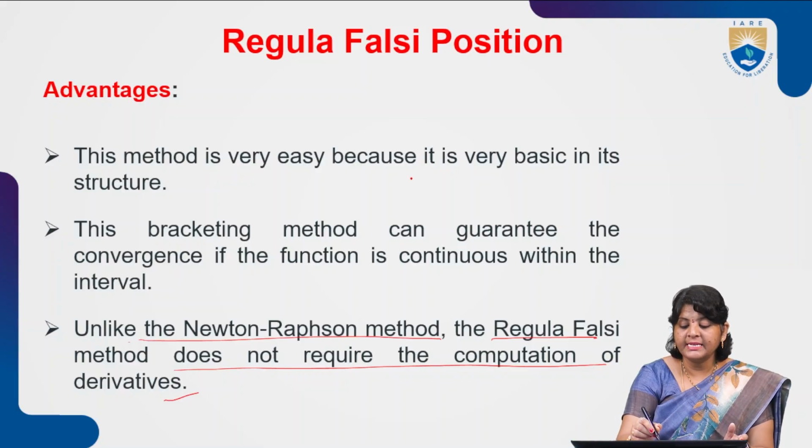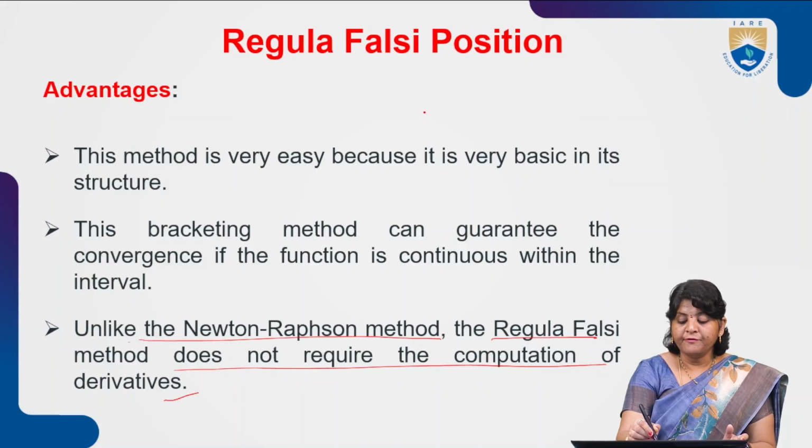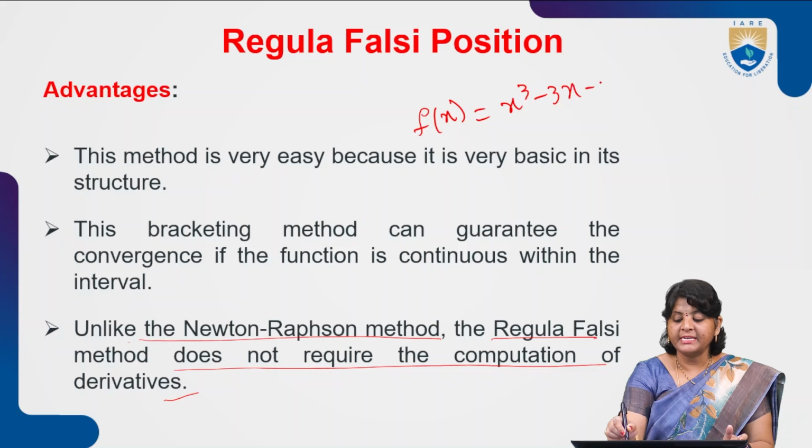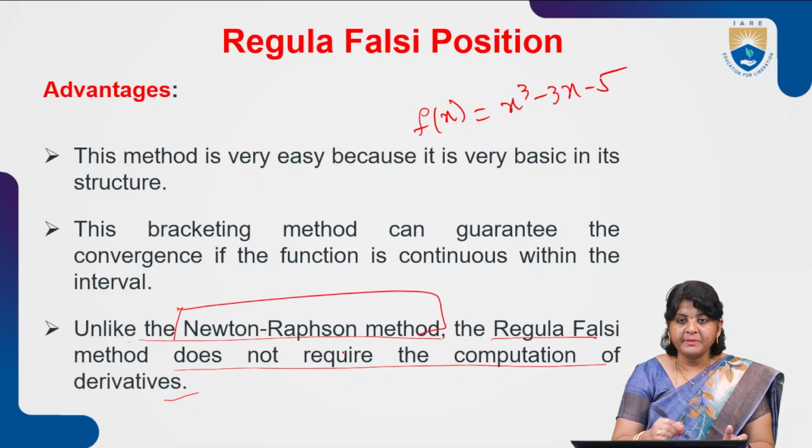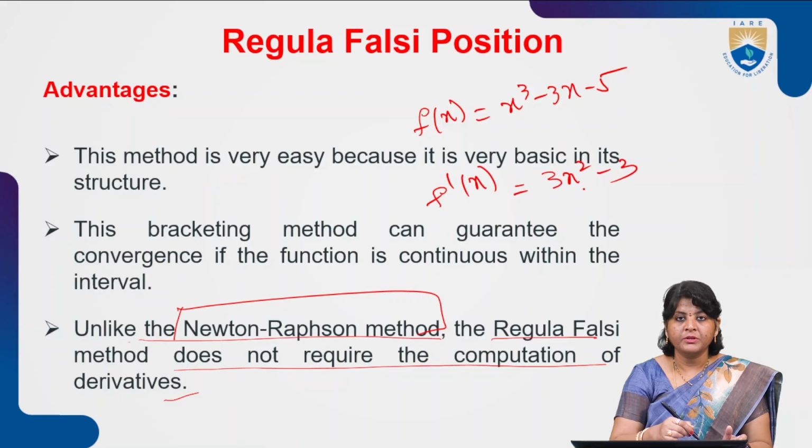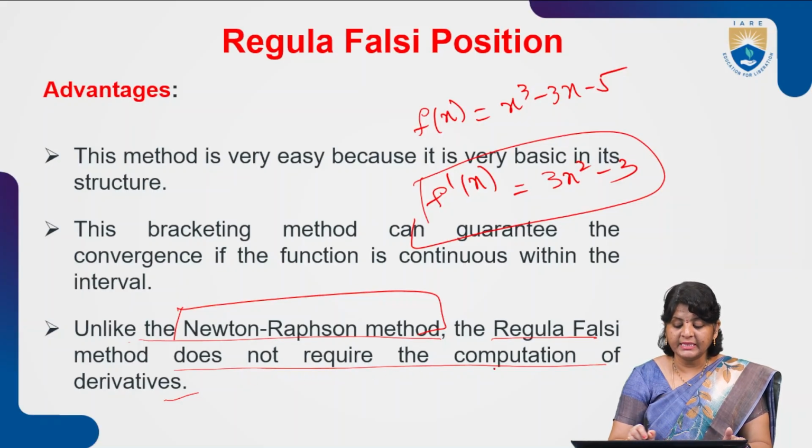Because derivatives, in the sense, here if I consider f of x is equal to x cube minus 3x minus 5, this is my function. When we are applying the Newton-Raphson method, I need f dash of x, which is 3x square minus 3. So when we are working with the Newton-Raphson method, we need to find the derivative of the given function. This is an advantage of the Regula Falsi method, where we are not doing that computational work.